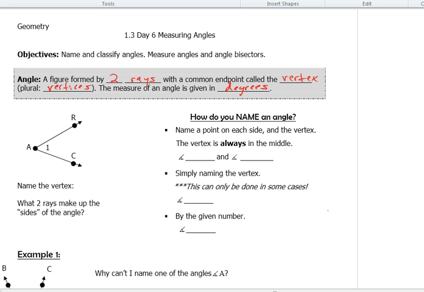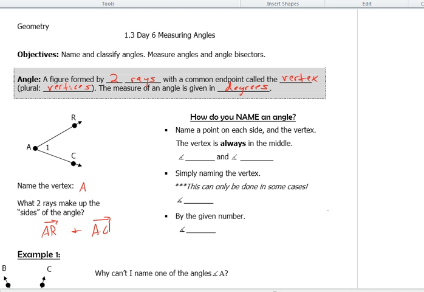If we look at this angle over here, there's a couple different ways we can name it. First, we want to make sure we know what the vertex is. The vertex is this point A, where everything comes together. Everything's based off that vertex. Two rays make up the sides of the angle. They are ray AR and ray AC. Make sure you're labeling your rays correctly.